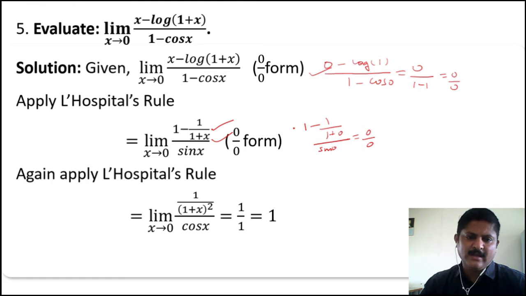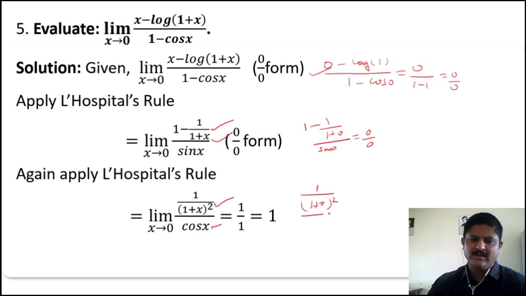Again apply L'Hospital's rule, the differentiation of 1 is 0, the differentiation of minus 1 divided by 1 plus x is 1 divided by 1 plus x whole square, differentiation of sin x is cos x. Apply limit, x tends to 0, means this 1 divided by 1 plus 0 whole square divided by cos 0, which is equal to 1 by 1, which is nothing but 1.